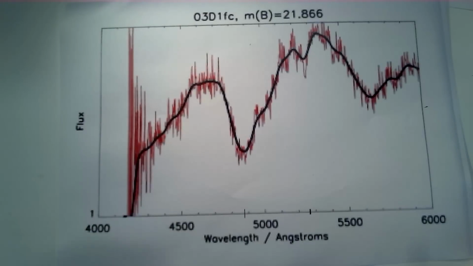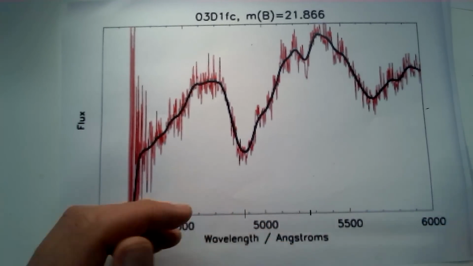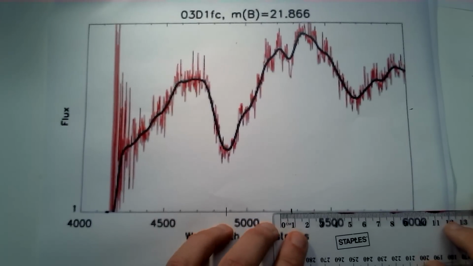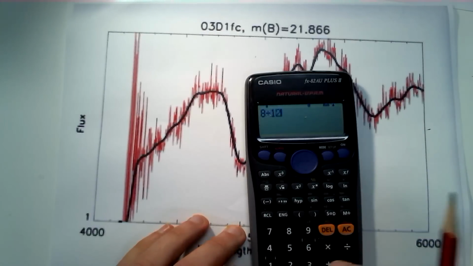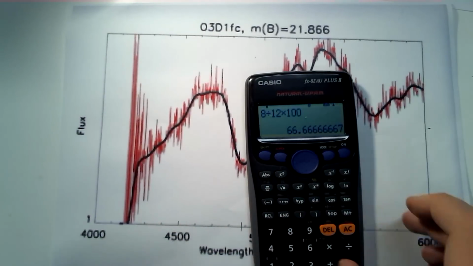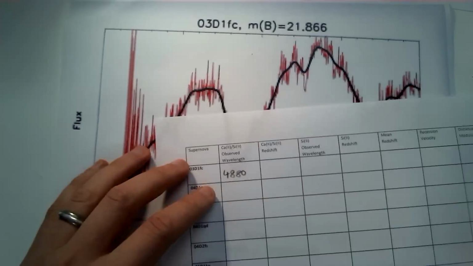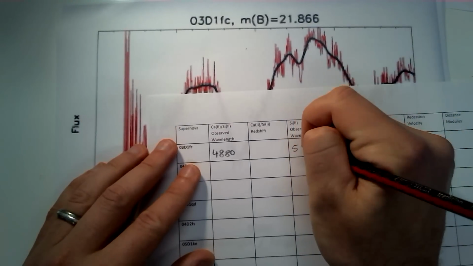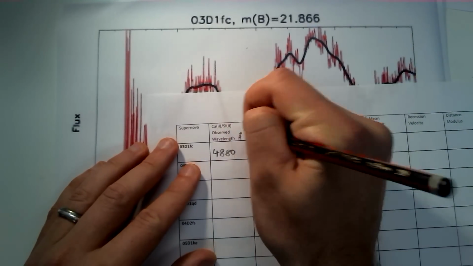So it appears at 5,200 and something. Let's see if we can work that out more finely. So that appears around about 8 millimeters out of 12 for that division. 8 millimeters out of 12 times 100 angstroms for the division is about 66.2/3. I'm going to round that up to 5,270 angstroms, and it's going to mark down here that we're observing these in angstroms.